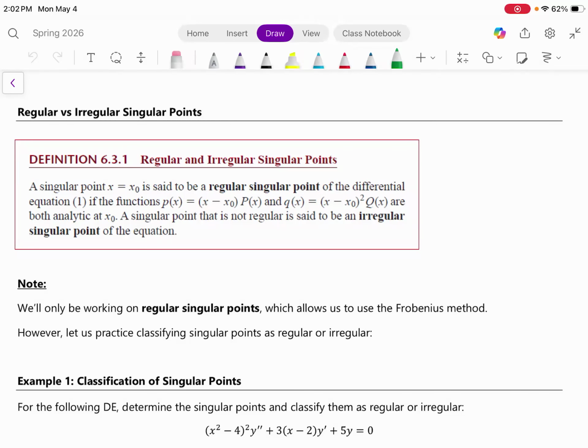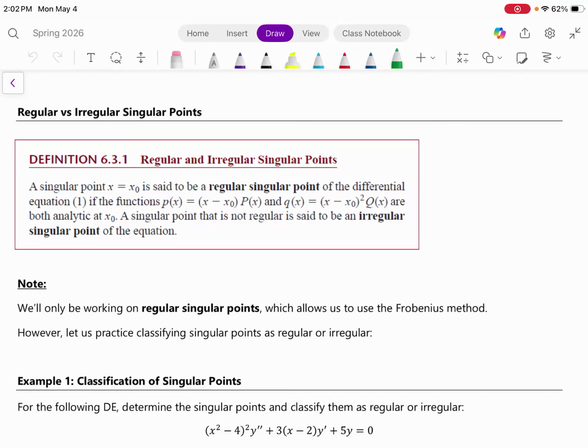All right, hi everyone. Welcome back to section 6.3. And in this video, before we get started on solving differential equations with the singular point centered power series, we wanted to find what exactly regular and irregular singular points are, because there's two types of singular points, okay?